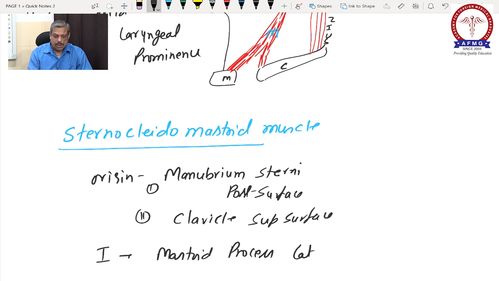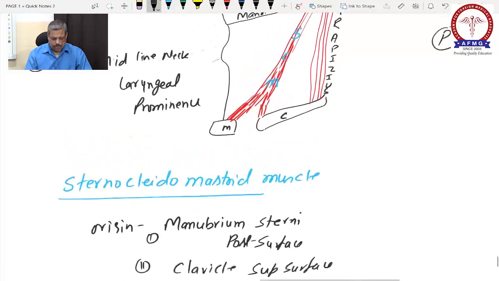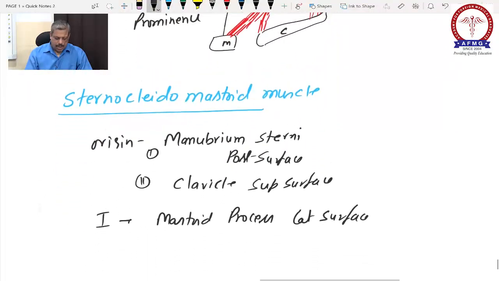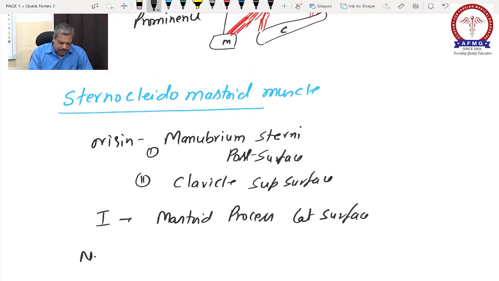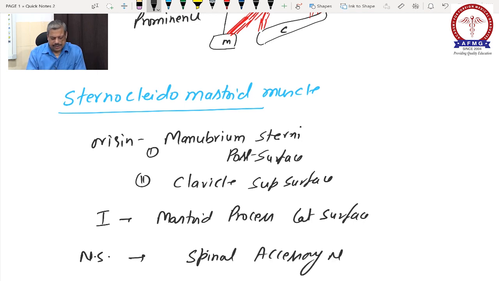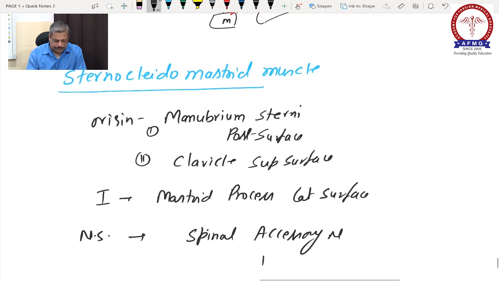Which surface? It is the lateral surface. Mastoid process, lateral surface. Clear? Now next question, what is the nerve supply of sternocleidomastoid muscle? This is supplied by the spinal accessory nerve. 11th cranial nerve, spinal component.